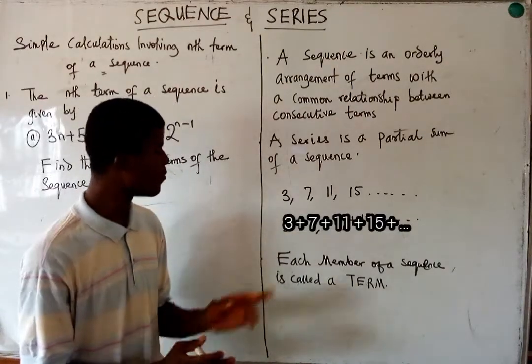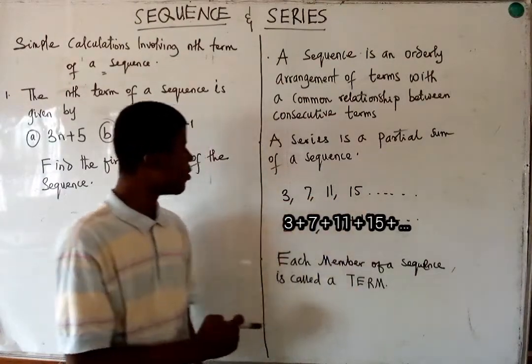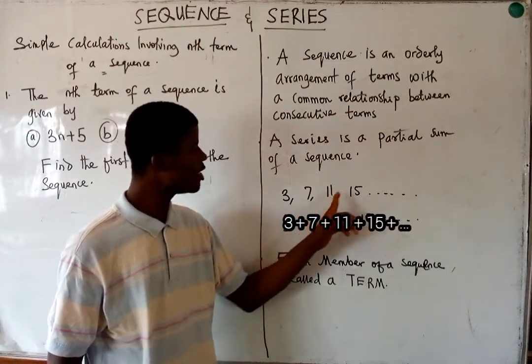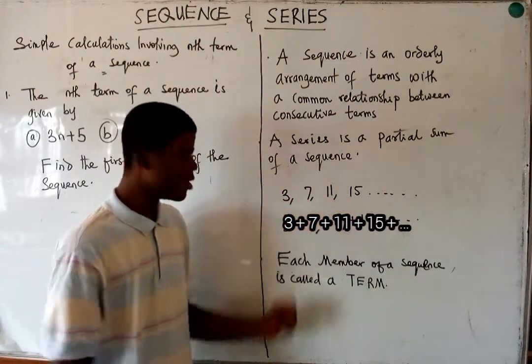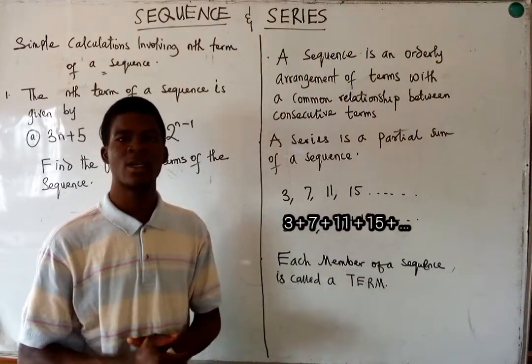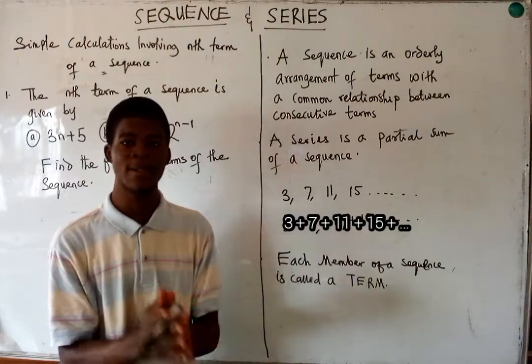So in a sequence, for example, I have this sequence 3, 7, 11, 15. We have 3 is a term, 7 is a term, and each member of this sequence, likewise, each member of this series, they are all what? Terms. So that is what a term is, and that is what a sequence and a series is.